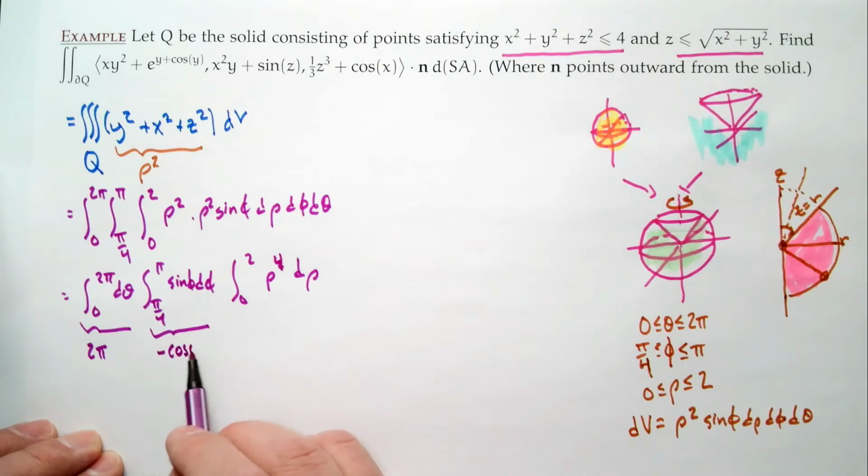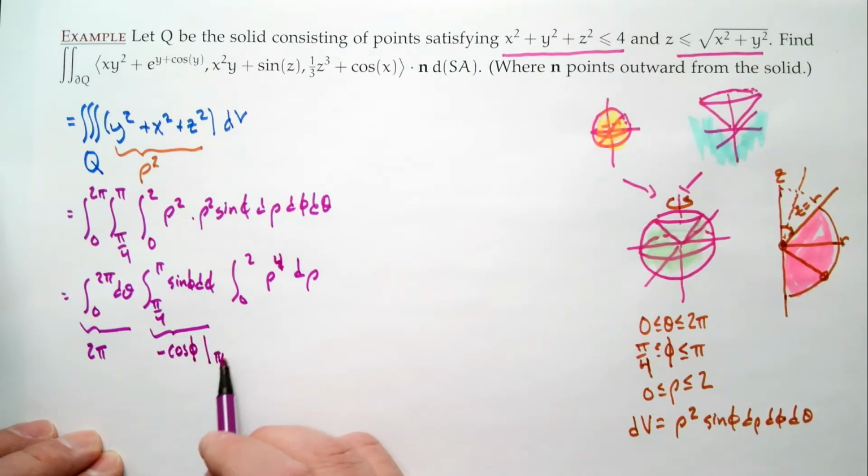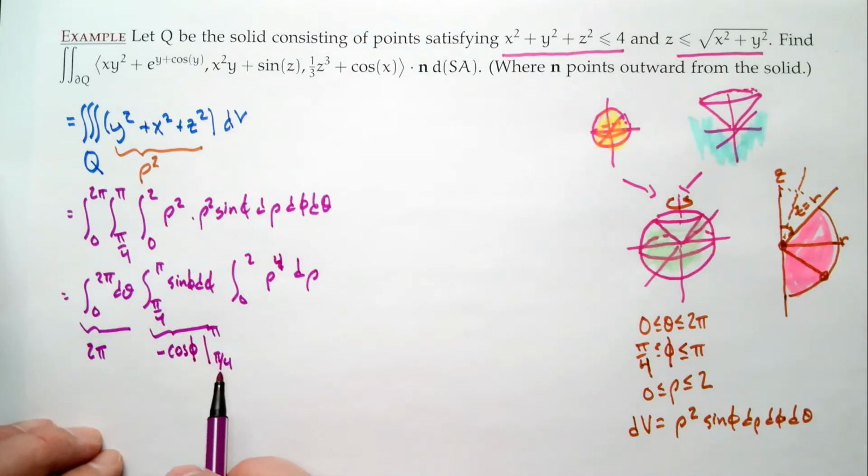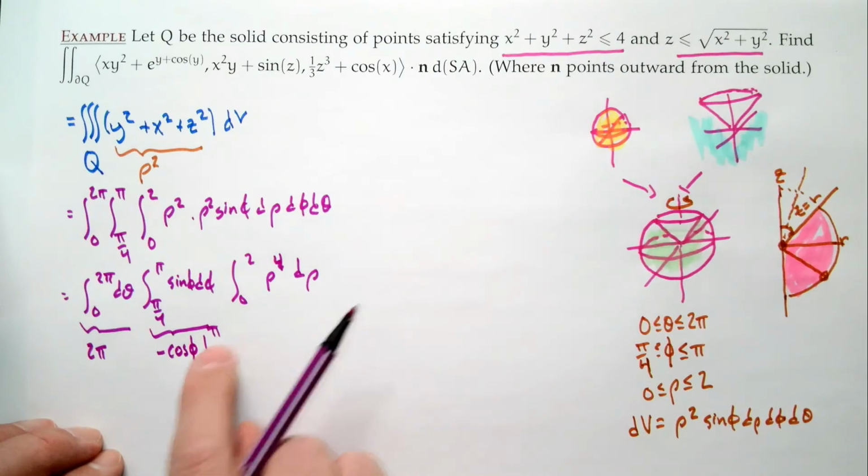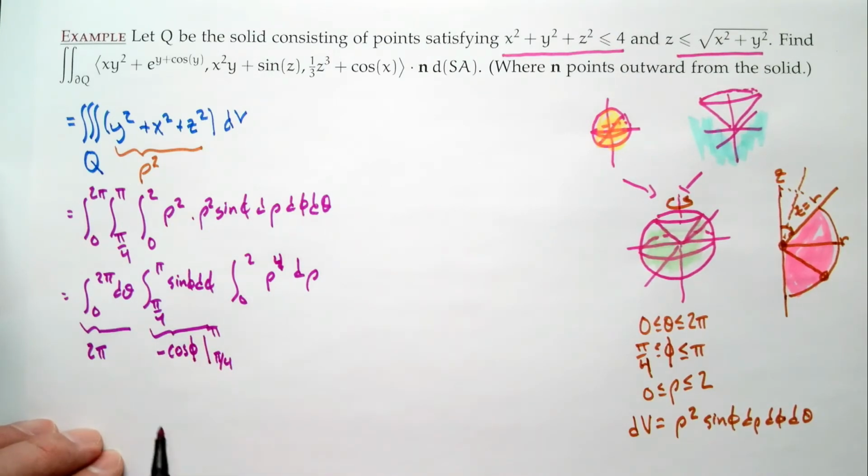The second integral, well, the integral of sine? Negative cosine. Going from pi over 4 up to pi. So, we plug in pi. Cosine of pi? Yeah, cosine of pi is negative 1, but then we put a negative in front of that, making that a positive 1. Subtract cosine of pi fourths? Root 2 over 2.